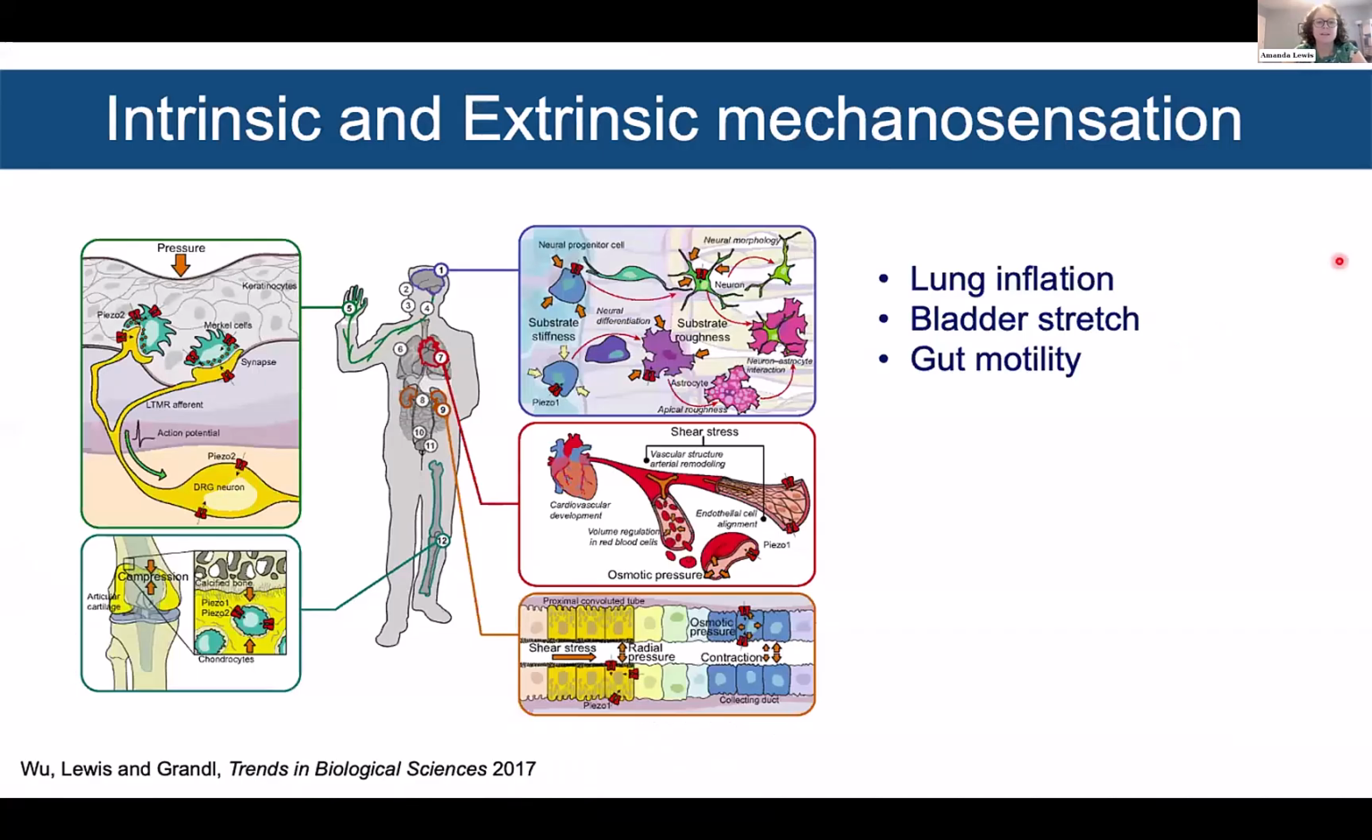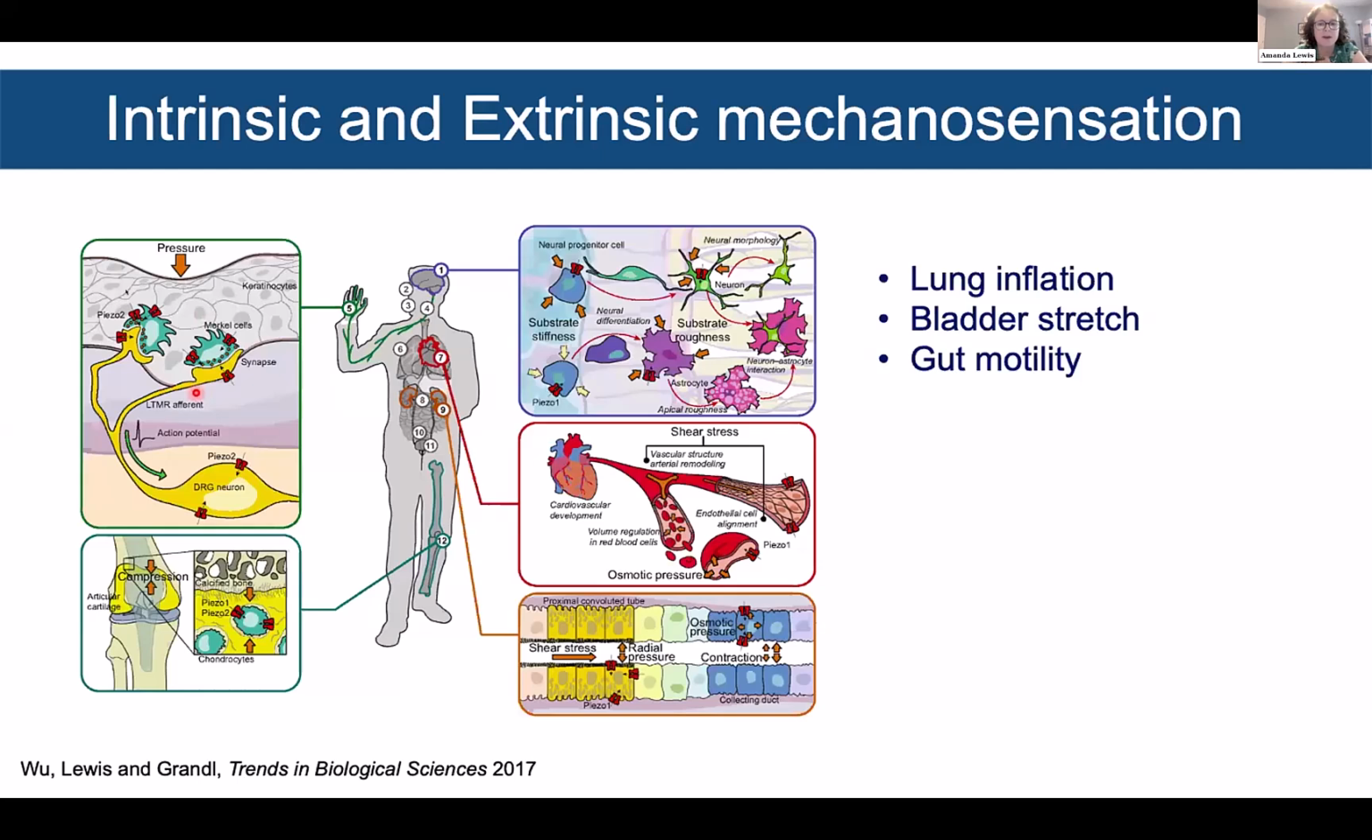So, mechanosensation is the process by which cells detect mechanical forces and then transduce them into downstream signals. The first example that many people think of is our sense of light touch, which is conveyed by specialized skin cells as well as DRG neurons, and is critical for interacting tactilely with the world around us.